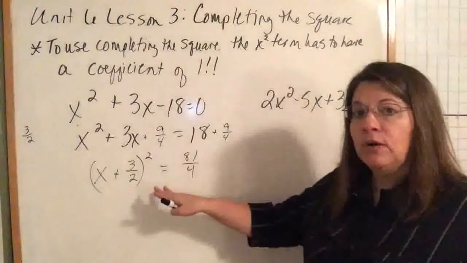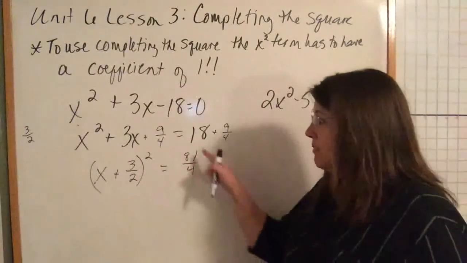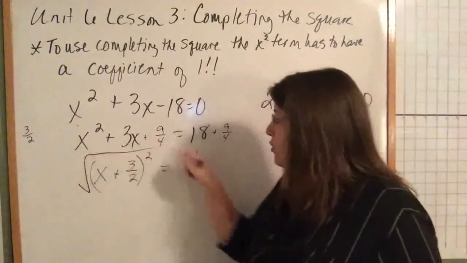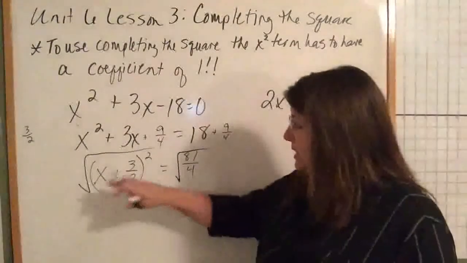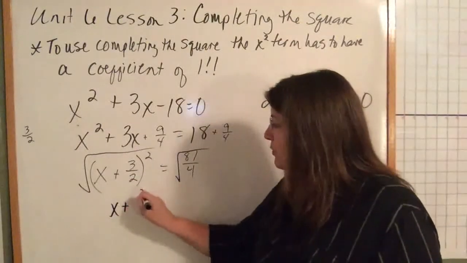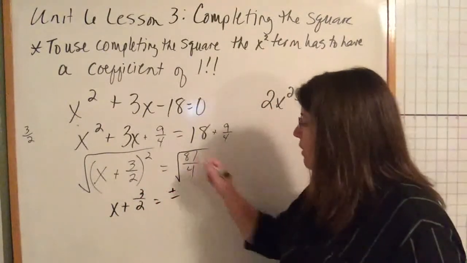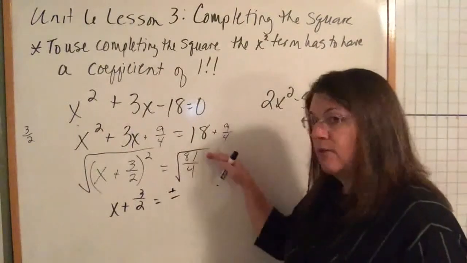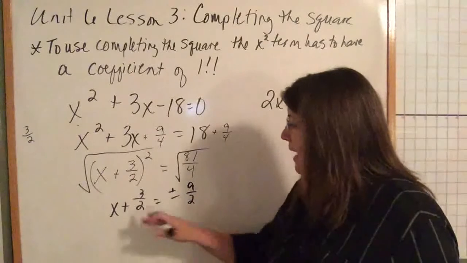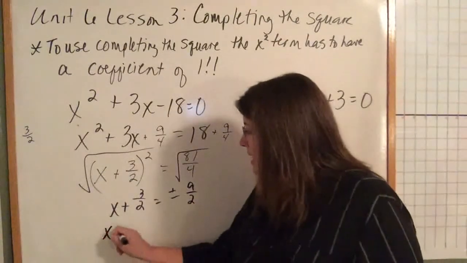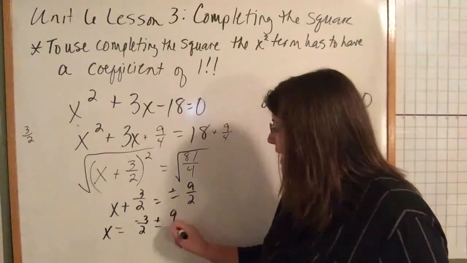Now, just like before, that's a perfect square. It might not be a perfect square. It doesn't matter if it is. We can still take the square root, whether it's a perfect square or not. We take the square root of both sides. This side is going to be x plus 3 halves. This side will be plus or minus the square root of 81/4. That's the square root of 81 over the square root of 4, which is 9 halves. So I have x equals negative 3 halves plus or minus 9 halves.